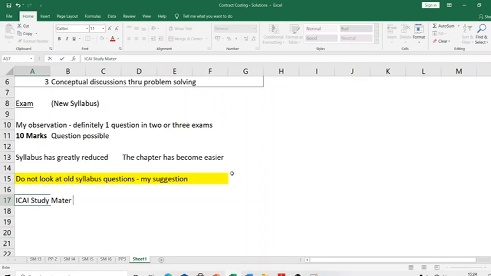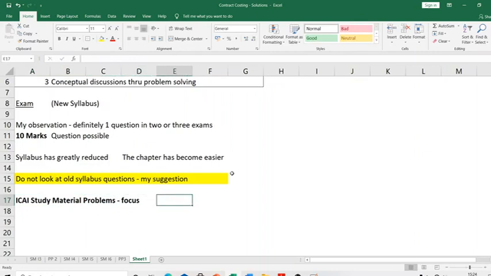mainly on ICAI study material problems. This is going to be our focus here. Now, I would suggest you also restrict your practice to ICAI problems, or I would say official ICAI questions. This is again my suggestion, because you have limited time, and in my view, the best source for preparation is your ICAI materials. So we are going to focus only on ICAI study material problems.